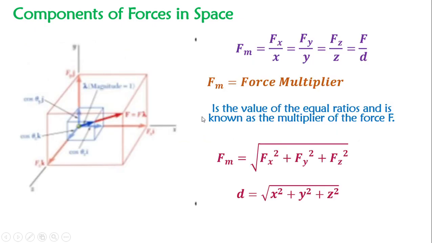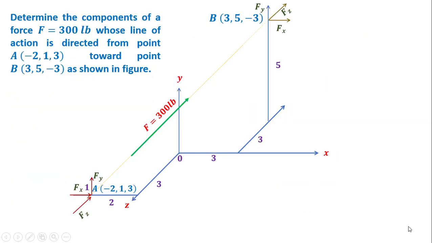You can see it here, right? So this is our force multiplier. It's the value of the equal ratios and is known as the multiplier of the force. So Fm is equal to Fx over x, equal to Fy over y, and equal to Fz over z, which is equal to F over d, where F is the square root of Fx squared plus Fy squared plus Fz squared, or solving for d, it is the square root of x squared plus y squared plus z squared. Okay, so we have the problem here.